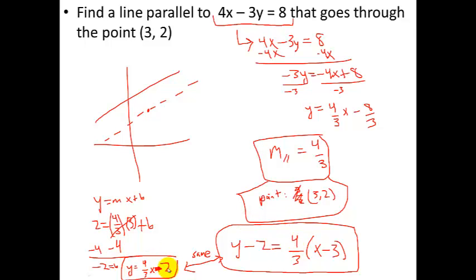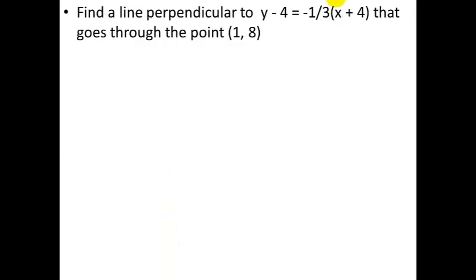Alright, one more example. Find a line perpendicular to this line that goes through the point (1, 8). So we need to find the slope of the perpendicular line and the point that it's going to go through. Once we know the slope and the point, we can make the equation. So (1, 8) is our point. How do we get the slope perpendicular?